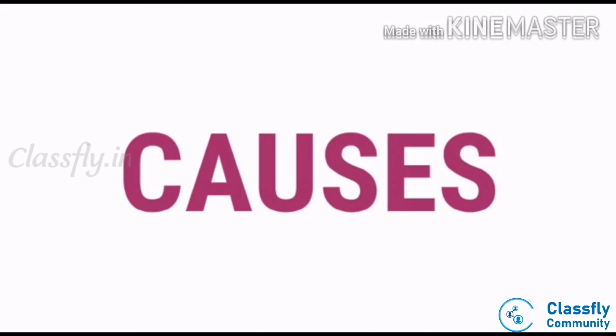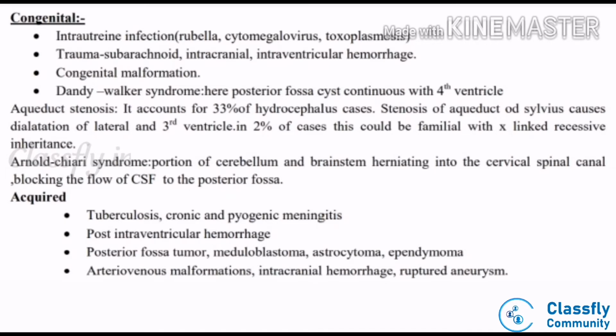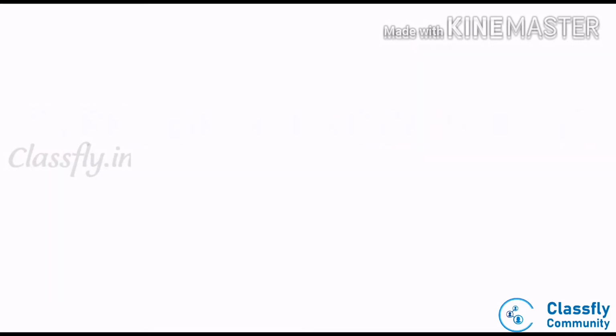Moving on to the causes. The causes can be divided into two, congenital and acquired. In case of congenital, intrauterine infections such as rubella, cytomegalovirus, toxoplasmosis can be reasons. Then trauma, which is subarachnoid, intracranial, intraventricular hemorrhage, congenital malformation, Dandy-Walker syndrome can be reasons. In case of acquired, it can be infections, spontaneous intracranial hemorrhage, intracranial tumors, head injury, and ruptured aneurysm, which can all be the reasons.